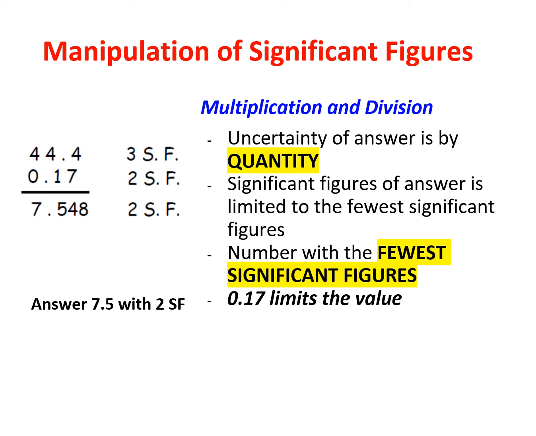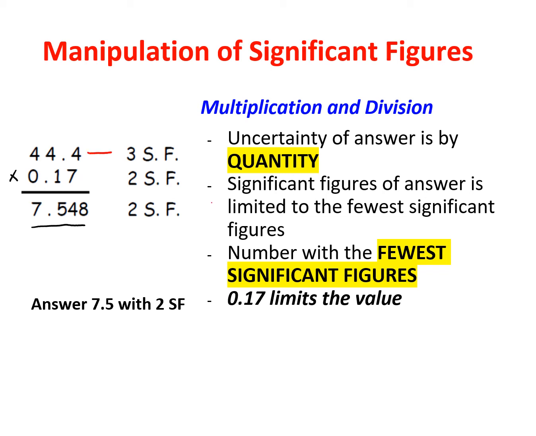So whichever value in our problem has the fewest number of sig figs, that's going to be what's limiting our answer. All right, so when we take a look at this problem, 44.4 times 0.17, we see that our unrounded answer is 7.548. Then we have to go back to our problem and we have to identify how many sig figs each number in the problem had.